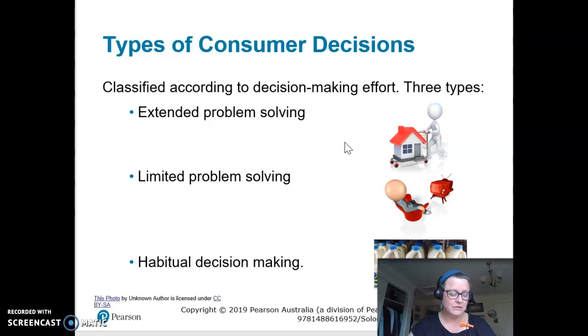Another thing is how often you engage in the decision. You don't buy a house very often, but you probably buy milk weekly or more.